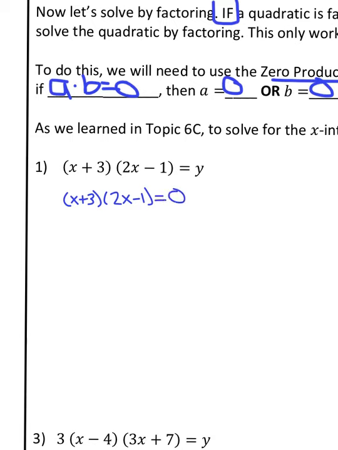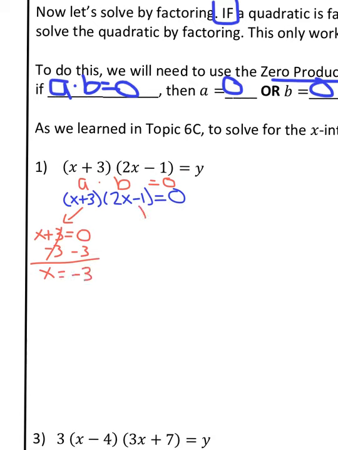And then because of the zero product property, this whole x plus 3 is a, times this whole 2x minus 1, which is b, equals 0. And what that says is that either a equals 0 or b equals 0. So let's do the a equals 0 first. We have x plus 3 equals 0, and then we solve for x. Subtract 3 from both sides. x equals negative 3. That's the a.